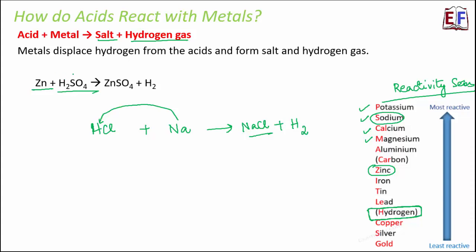So zinc kicks out hydrogen, takes its position and forms zinc sulfate. But if we set up a reaction like silver plus H2SO4, what will happen? There will be no reaction, because silver will not be able to displace hydrogen and take its position. So that is the simple logic in this case. You need to know the reactivity series in order to understand how the reaction will take place.